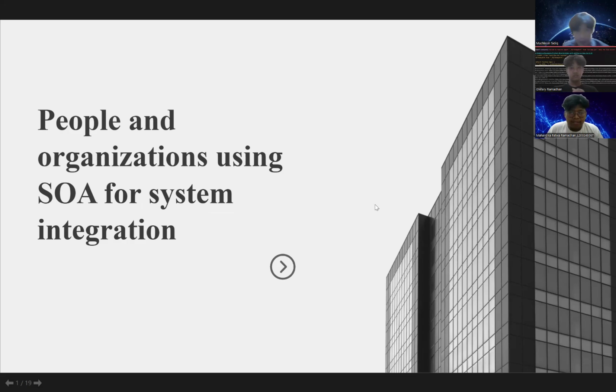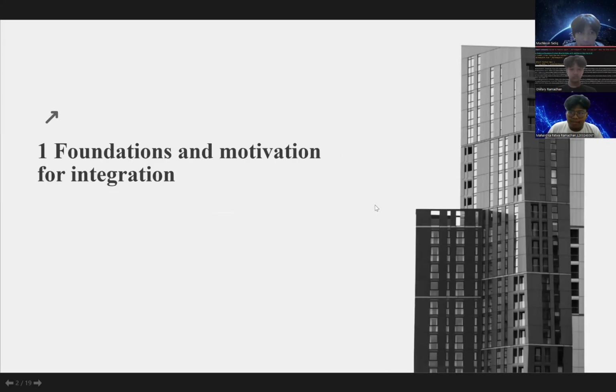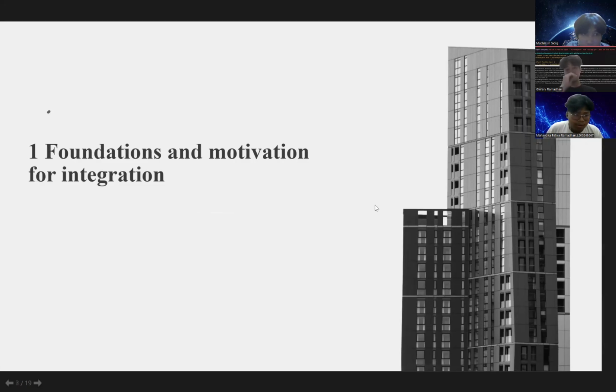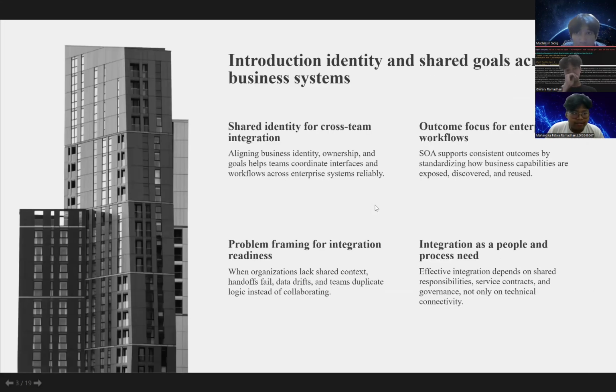I hope you guys are doing well today because here we're going to discuss people and organization using SOA system integrations. First up, let's begin. First, we will try to discuss what defines service-oriented architecture and its scope. What is the definition of SOA?